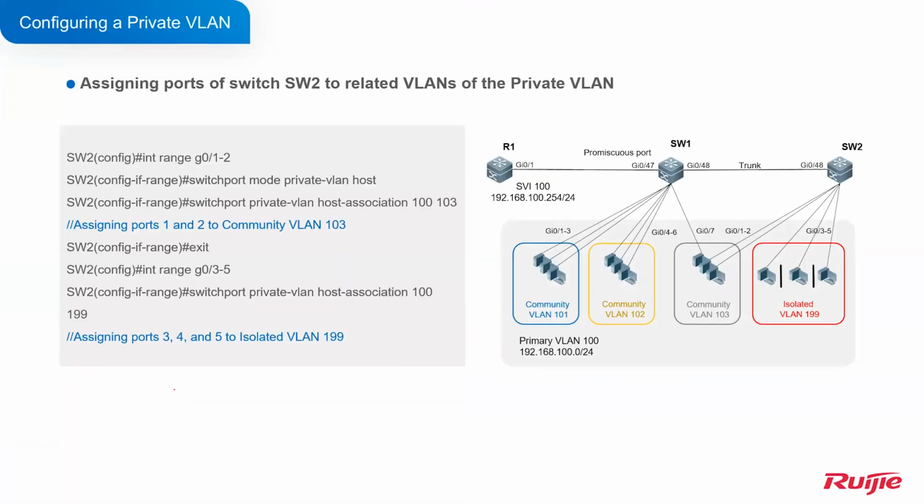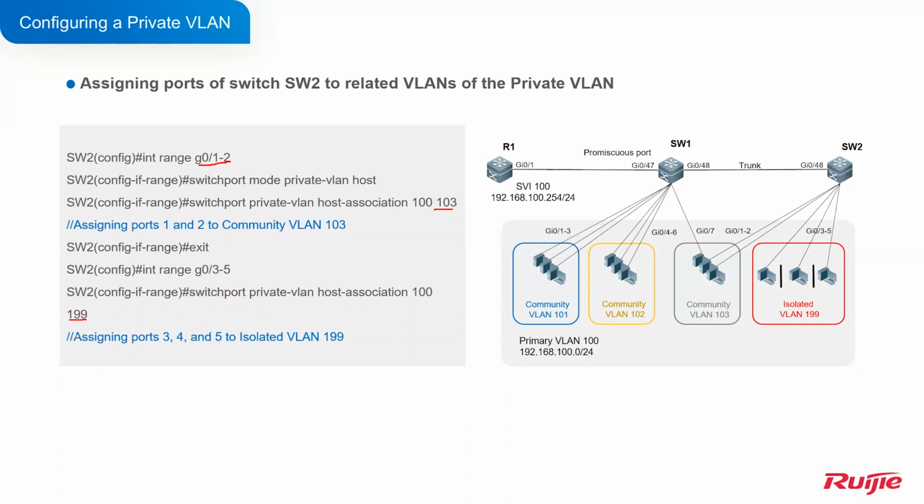And next is SW2. Actually, the configuration is similar. Interface range G0/1 to 2. Switchport mode private-vlan host. And switchport private-vlan host-association 100 103, which means these two ports, G0/1 and G0/2, belong to VLAN 103. And next, interface range G0/3 to 5, switchport private-vlan host-association 100 199. So we are assigning ports 3, 4, and 5 to the isolated VLAN, whose ID is 199.